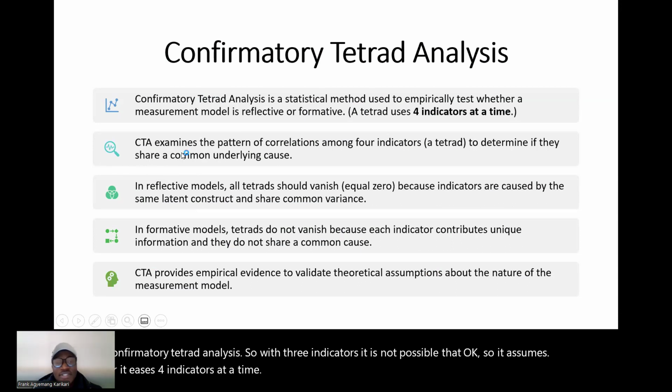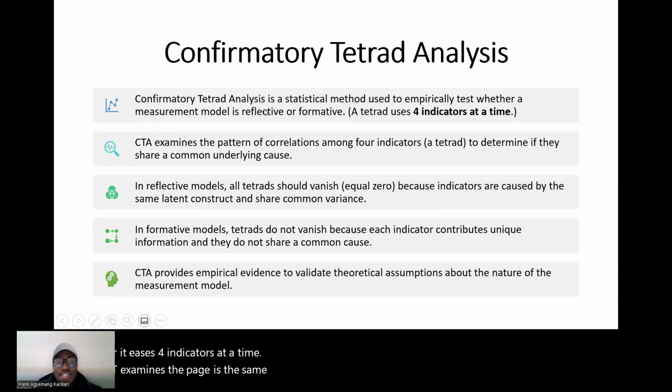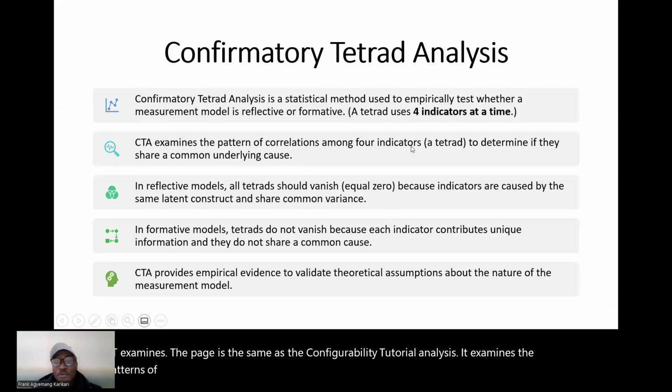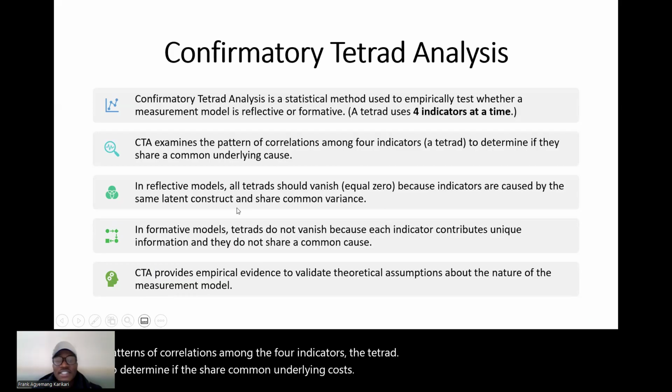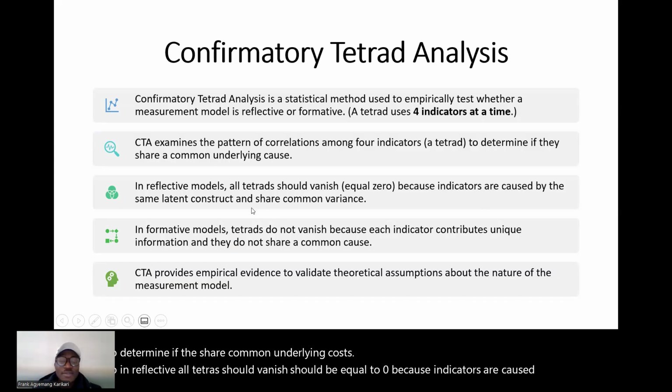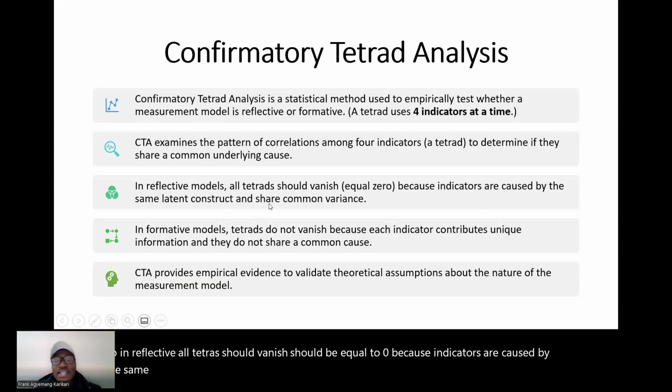CTA, which is the same as the confirmatory tetrad analysis, examines the patterns of correlations among the 4 indicators, the tetrad, to determine if they share a common underlying cause. So in reflective, all tetrads should vanish, or should be equal to 0, because indicators are caused by the same latent construct and share common variance.